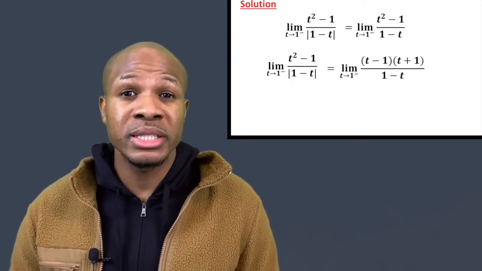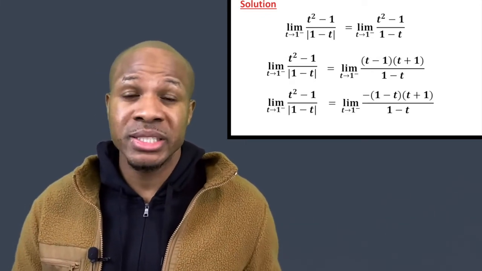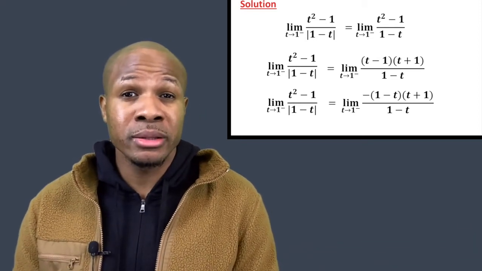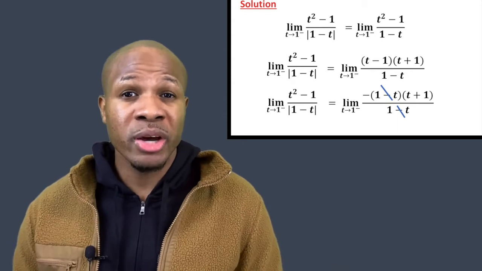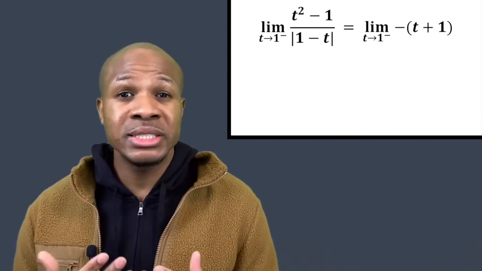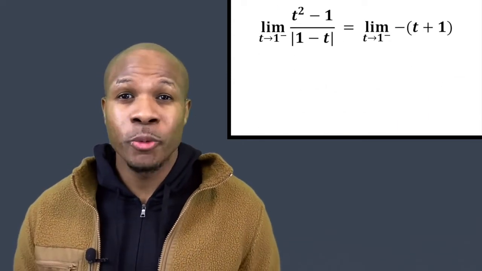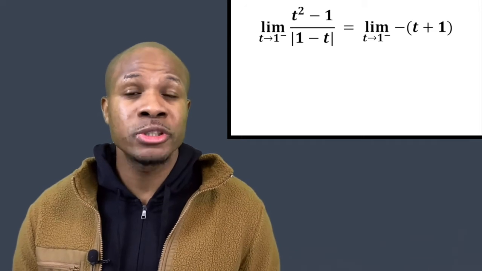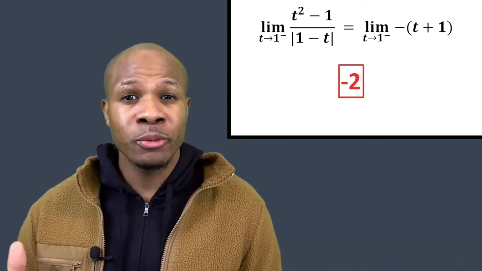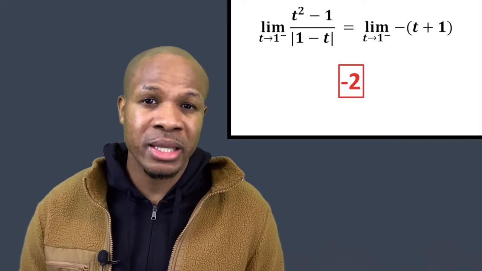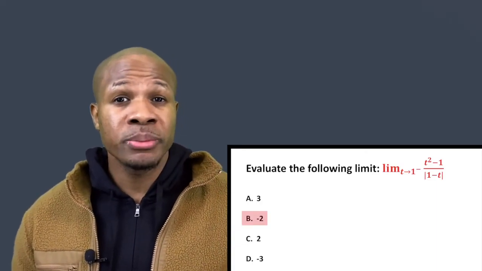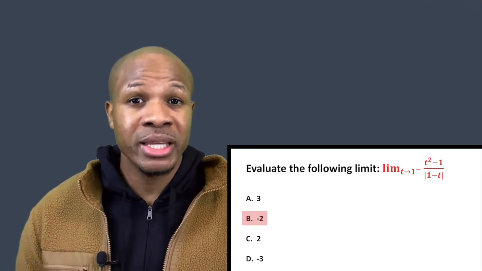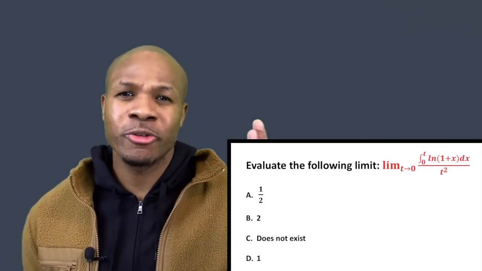t minus 1 is equal to negative (1 minus t). So 1 minus t in the numerator and 1 minus t in the denominator, those cancel, and we're left with negative (t plus 1). t is going to get as close to 1 as possible, which means t plus 1 is going to approach the value of 2. And we have a negative in front, so that's going to be negative 2. And the correct answer is answer choice B. The limit as we approach 1 from the left is going to be equal to negative 2. All right, so that's easy. Let's go on to question number 3.